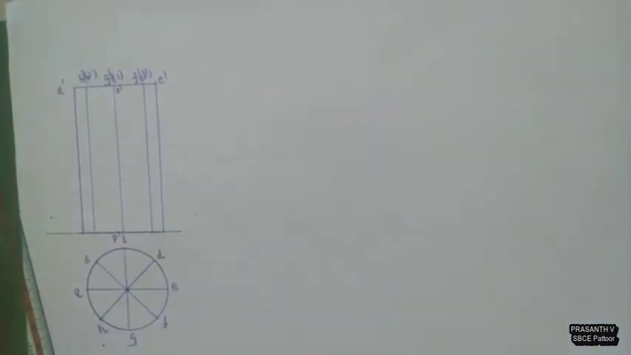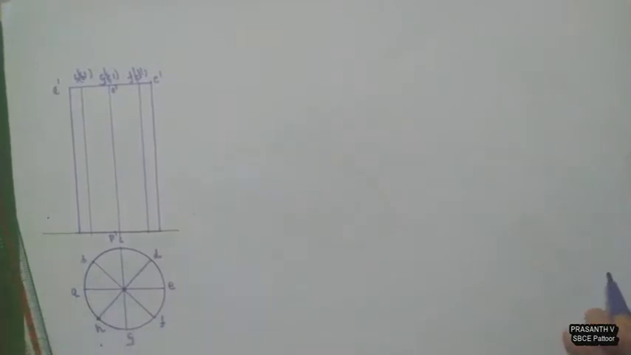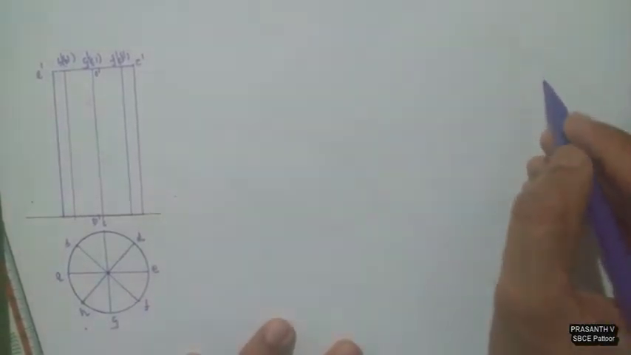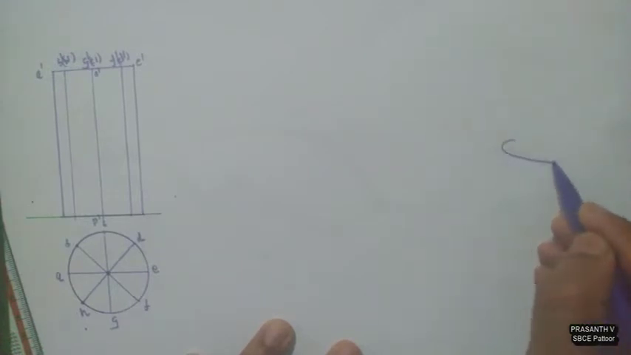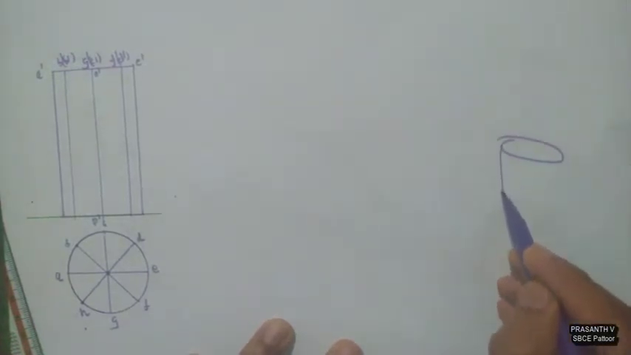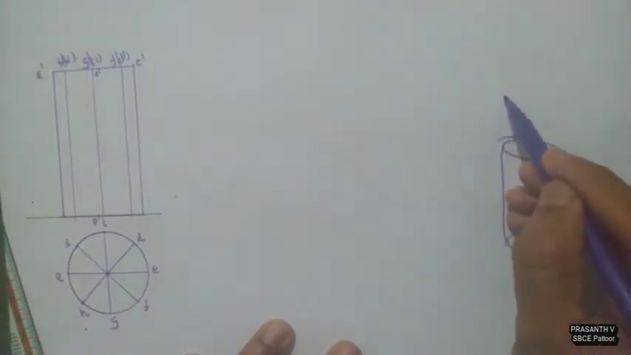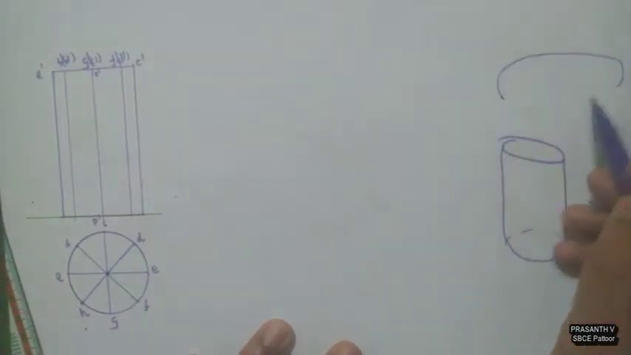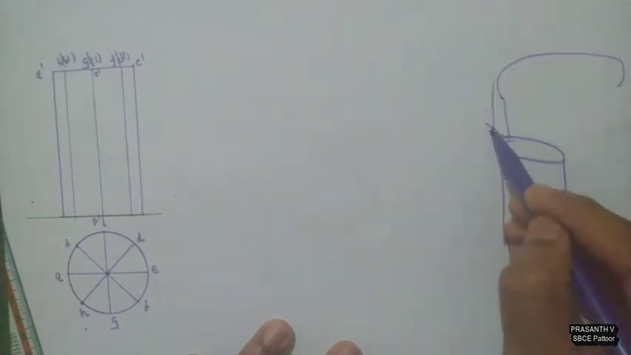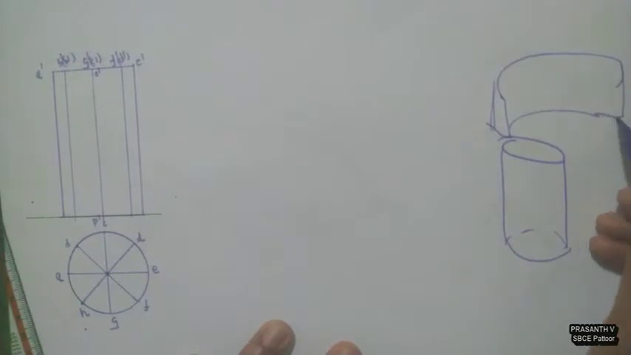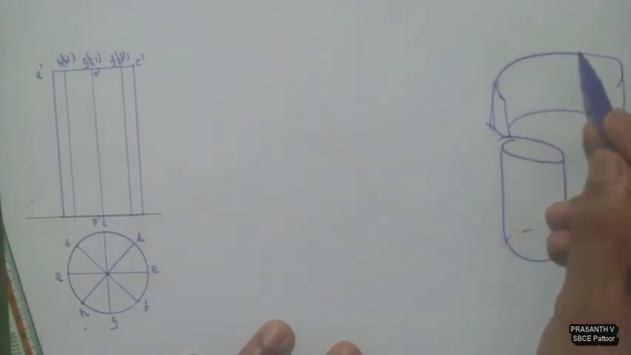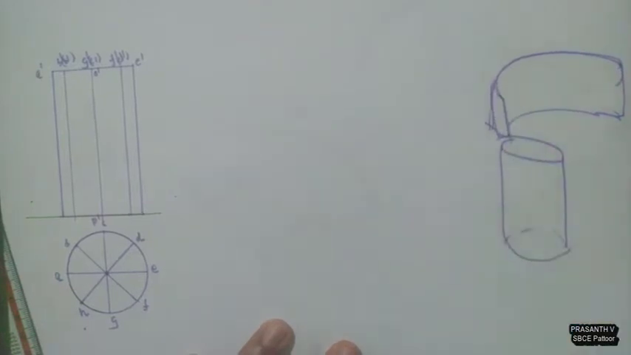Now before cutting that cylinder, first we will develop the cylinder. Development of a cylinder will be like this. You should know this. Consider a cylinder. If you develop the cylinder, we can see you will get a rectangle. If you stretch this curved surface, you will get a rectangle only.